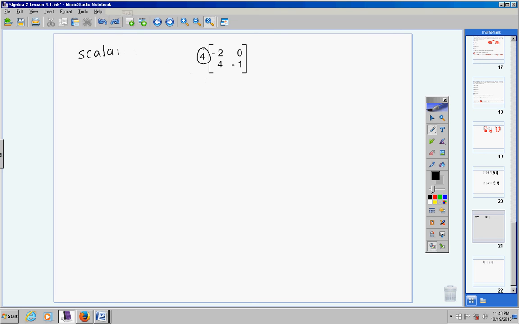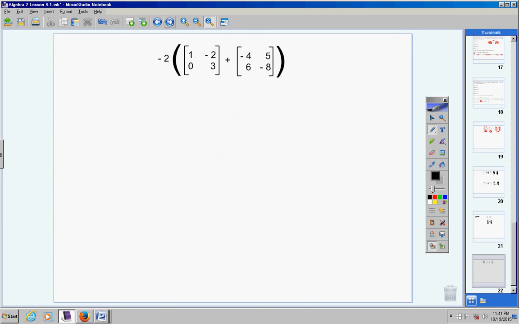If you have a number outside of a matrix like we do right here, 4, you simply take that 4 and you multiply it through the matrix, okay? So here we go. 4 times negative 2. 4 times 0. 4 times 4. 4 times negative 1. Now guys, I'm not going to belabor that point any longer. That's really simple math, okay?